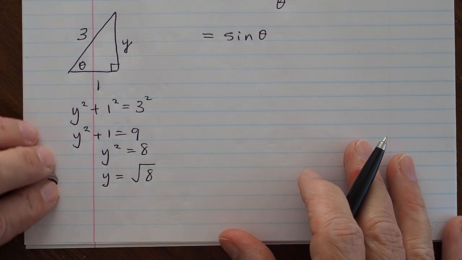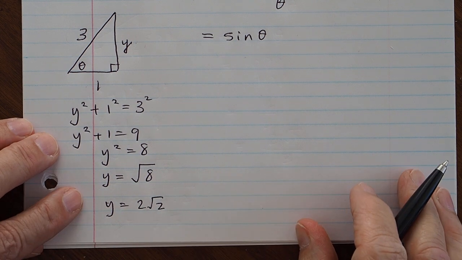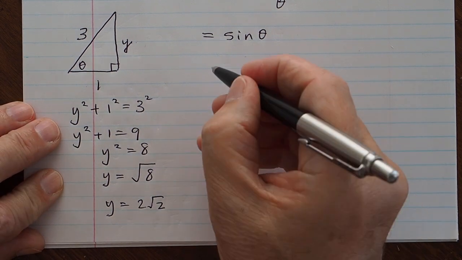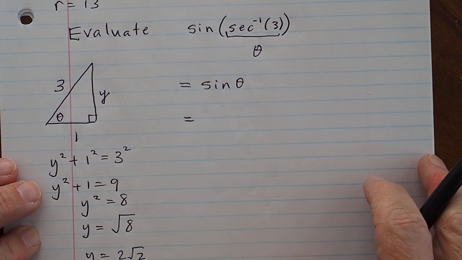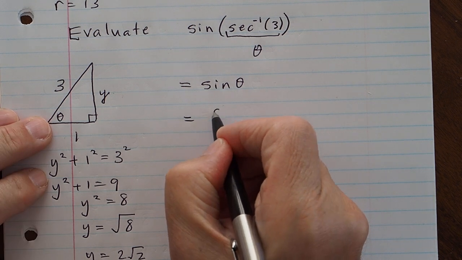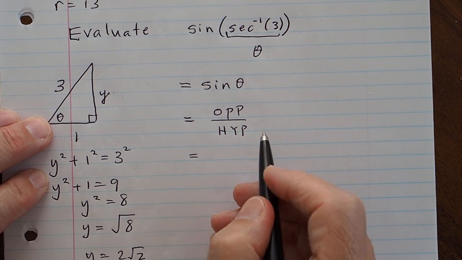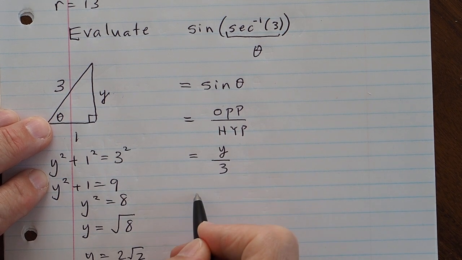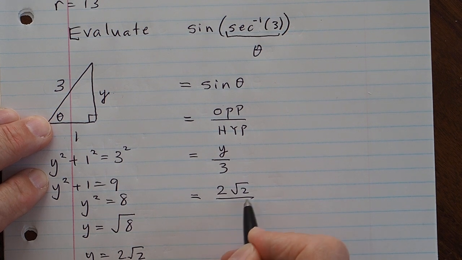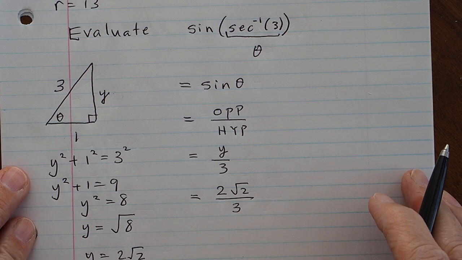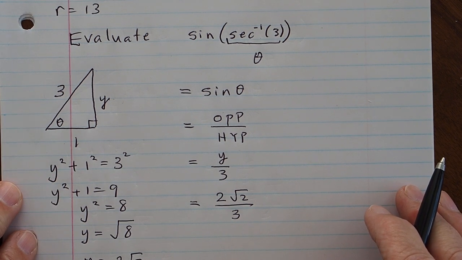Whether you are required to simplify that further all the way down to 2 root 2 is between you and your teacher. Either way it's fine. Now you go back up to here where we were working on this. We say sine of the angle is opposite over hypotenuse, and the opposite side is y, and the hypotenuse is 3. So I just take our newly found value for y, 2 root 2 divided by 3, and that's the value of the expression. They all work like that. You just use this very same method and you should be good to go.